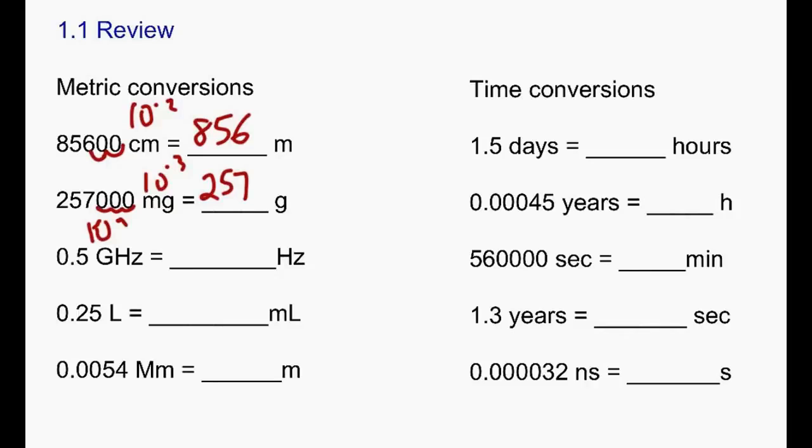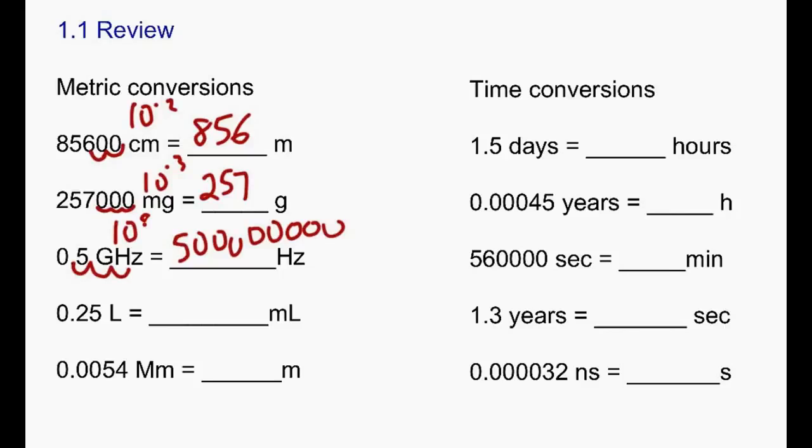Because it's +9, instead of moving to the left this time, we're actually going to be moving to the right. So we're going to add on 9 decimal places. You'd have 0.5, and we're going to move that over 9 spots. So you'd actually have 5 and then 8 more zeros: 1, 2, 3, 4, 5, 6, 7, 8. So 0.5 gigahertz is actually 5 with 8 zeros hertz.